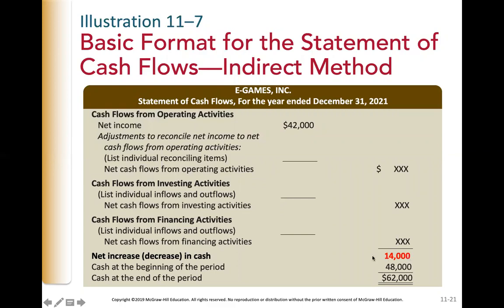Remember, we got that $14,000 from the balance sheet, the change in cash from the beginning of the period to the end of the period. So we know that this is where we have to end up. So it's our check figure. So make sure that the sum of these three numbers is $14,000.